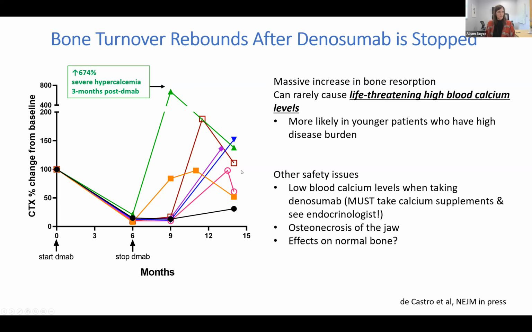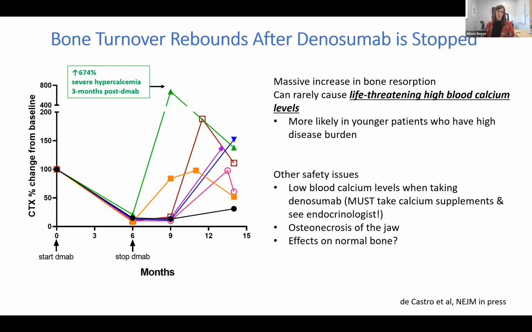There are other safety issues to consider as well. While you can have high blood calcium after denosumab, while you're on denosumab, you can have low blood calcium levels. Bringing down all that bone activity can decrease the amount of calcium that's coming out of your bones, and that can be dangerous too. This is something that's generally treatable as long as you take calcium supplements when you take denosumab, and that you're under the care of an endocrinologist that knows how to manage calcium issues.